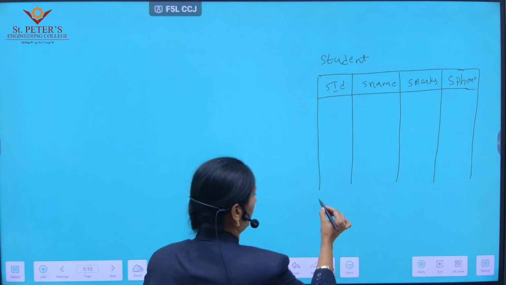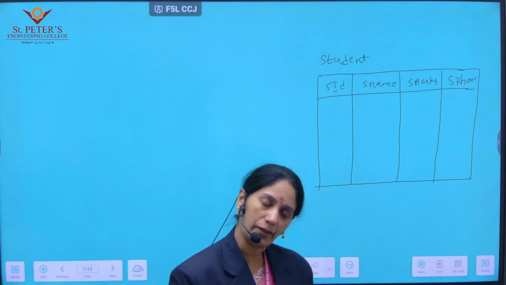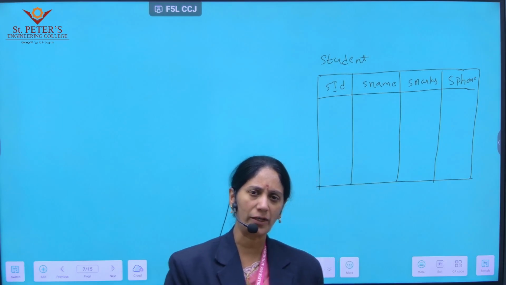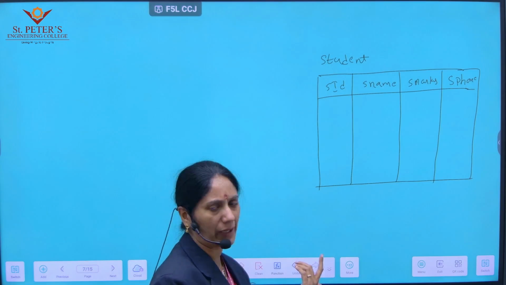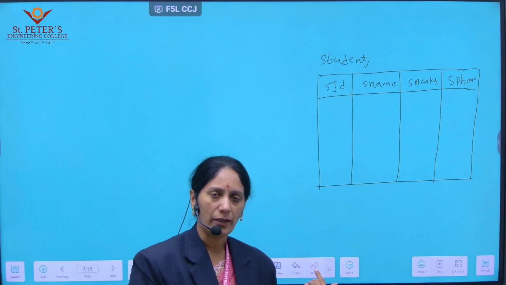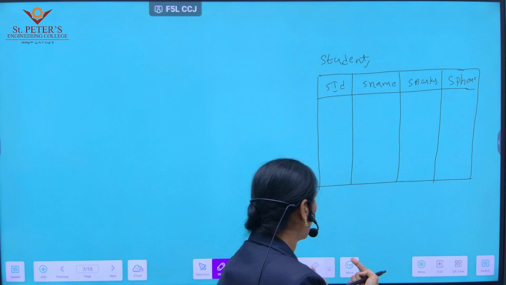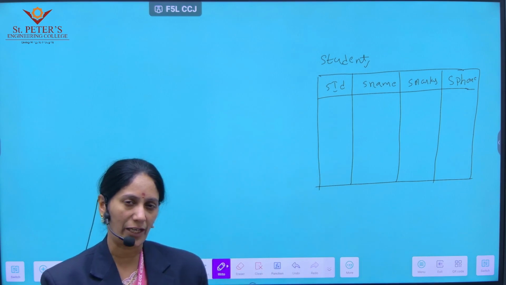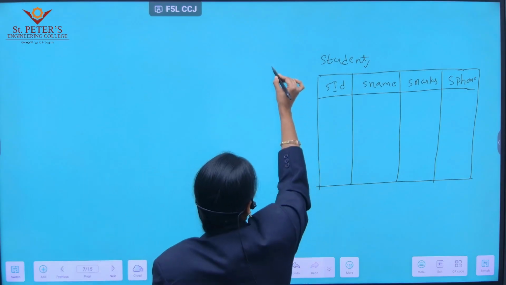How to create the table? Using which command? The create operation. What is the syntax of the create operation? Create table name. Here I want to create the student relation. Create table, name is student relation, with student ID, student name, student marks, student phone number. After creation of the table is done, then we go for the insert command.